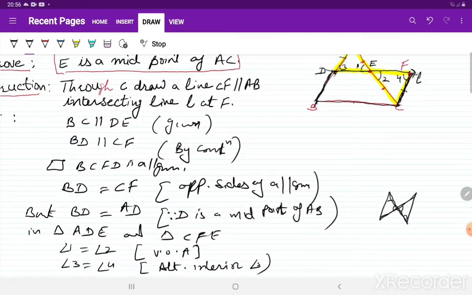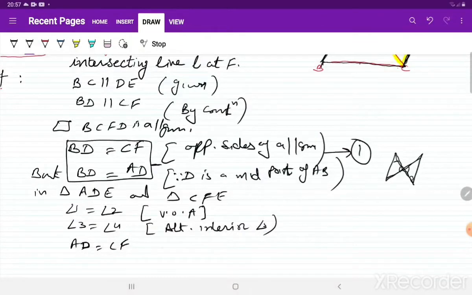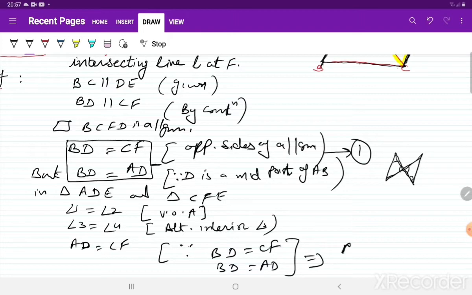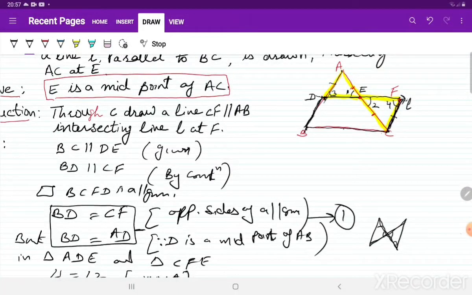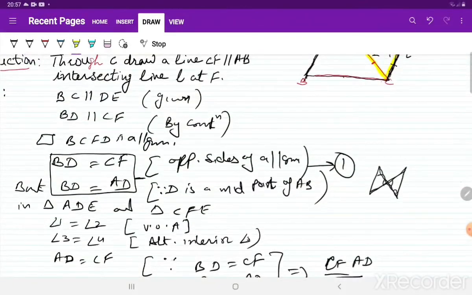I'll tell you how it comes from here. We'll write it as equation number 1. Okay. AD is equal to CF. How did I get it? Because BD is equal to CF and BD is equal to AD. Then from this what can we conclude? CF is equal to AD. Okay. If AD is equal to BD and BD is equal to CF, automatically this side will be equal to this side. AD is equal to CF. Got it? This result we got from this part.